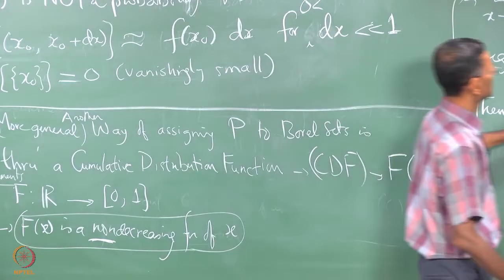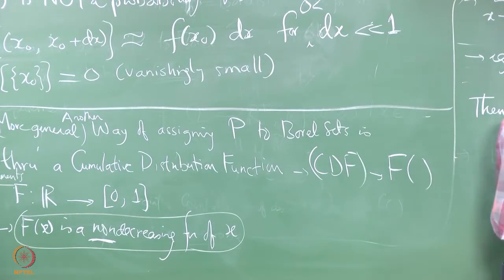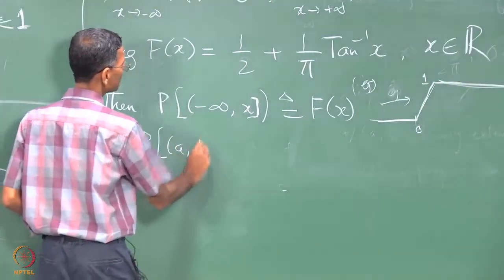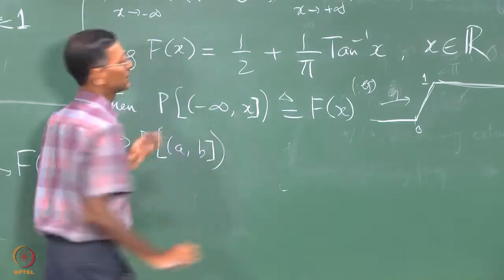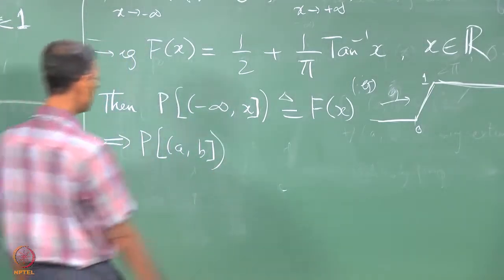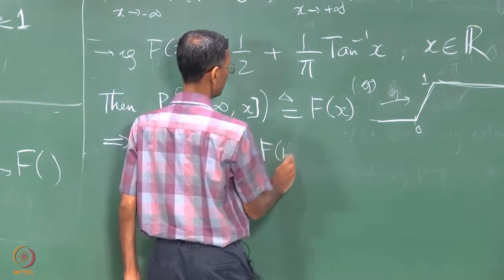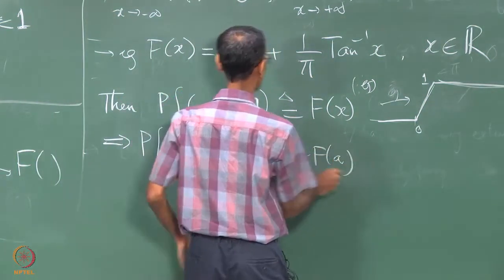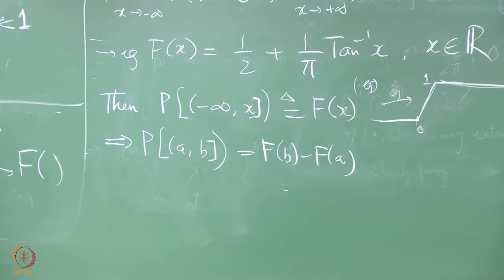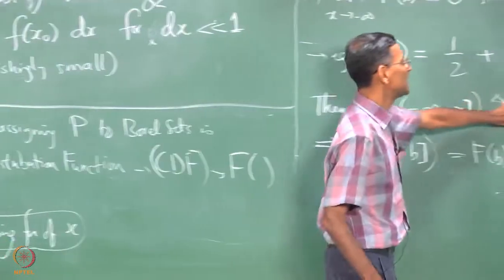So this is the definition, which implies what? That the probability of the interval a to b, not including a but including b, will be f of b minus f of a. This follows directly from the definition of the CDF.